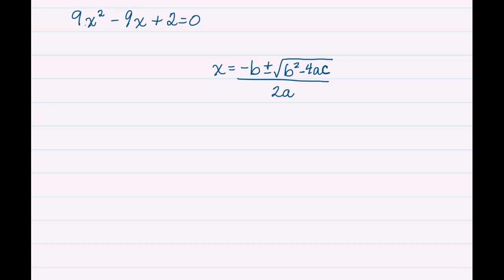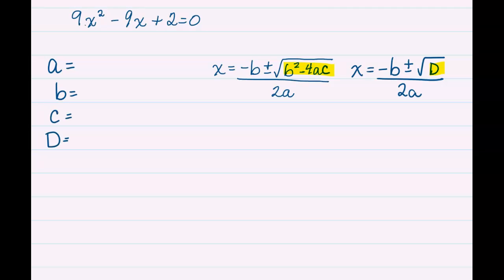In fact, when I do the quadratic formula, I actually like to use the form x is equal to negative b plus or minus the square root of big D all over 2a. All I've done is replace b squared minus 4ac with a capital letter D. Now I can just go find a, b, c, and big D. Big D stands for the discriminant of our quadratic equation, and I want to remind you that it is b squared minus 4ac.